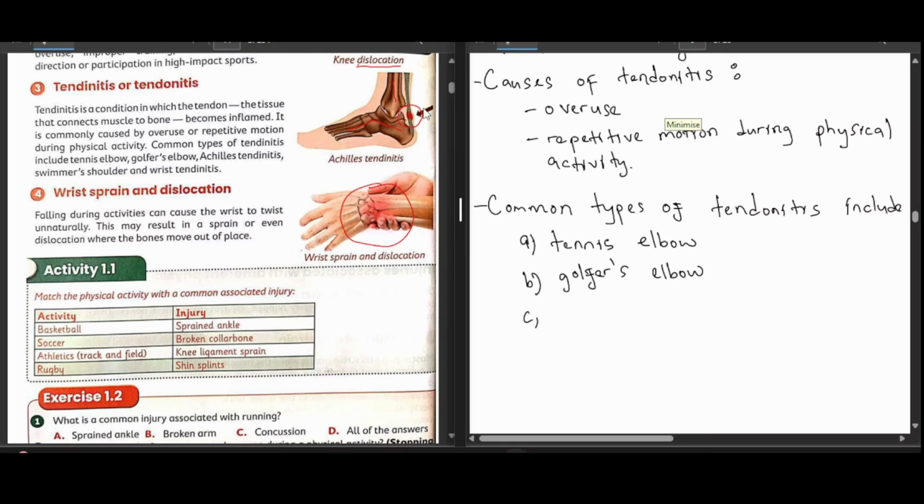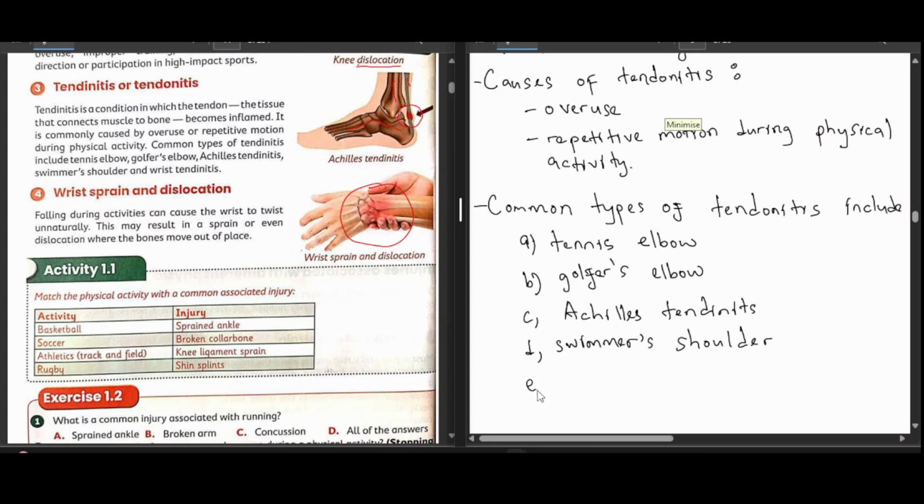Then the example we saw in the picture, Achilles tendinitis. We saw it affects the foot. This tendon, which is connecting this bone to a certain muscle, is affected. So we have this bone, we have this muscle. This tendon connecting the bone to the muscle is inflamed. That's why we have Achilles tendinitis. We can talk of D, which is swimmer's shoulder. That's also a common type.